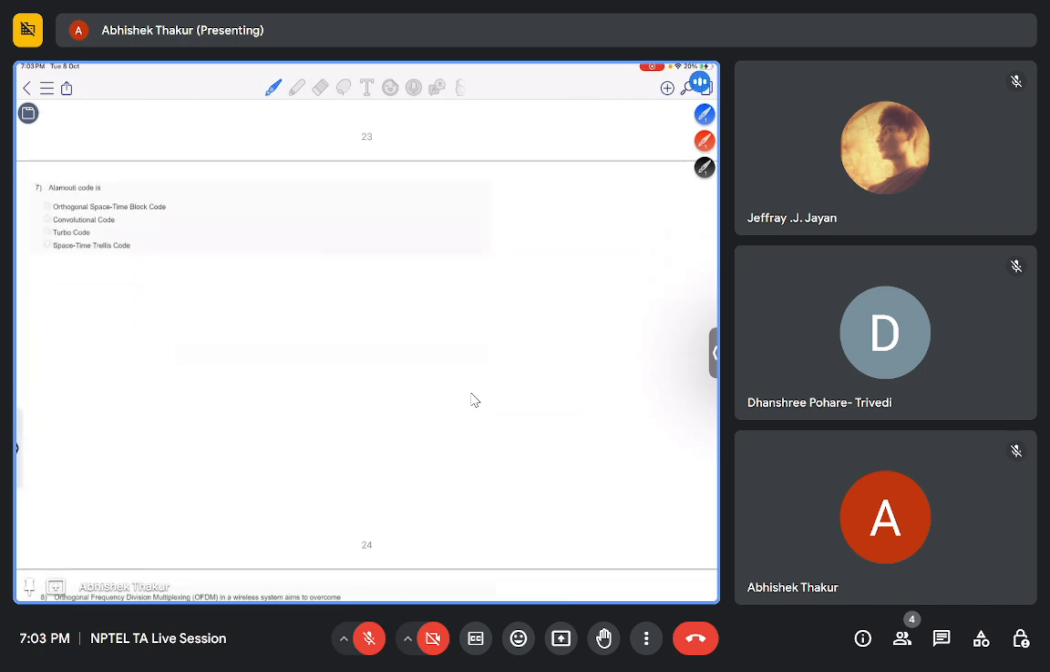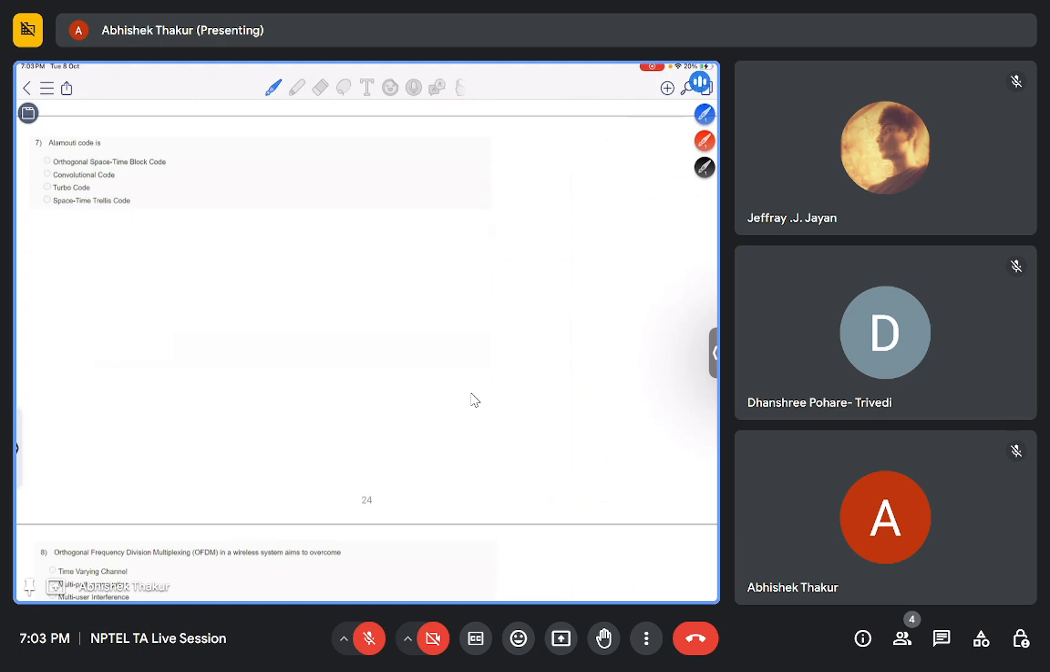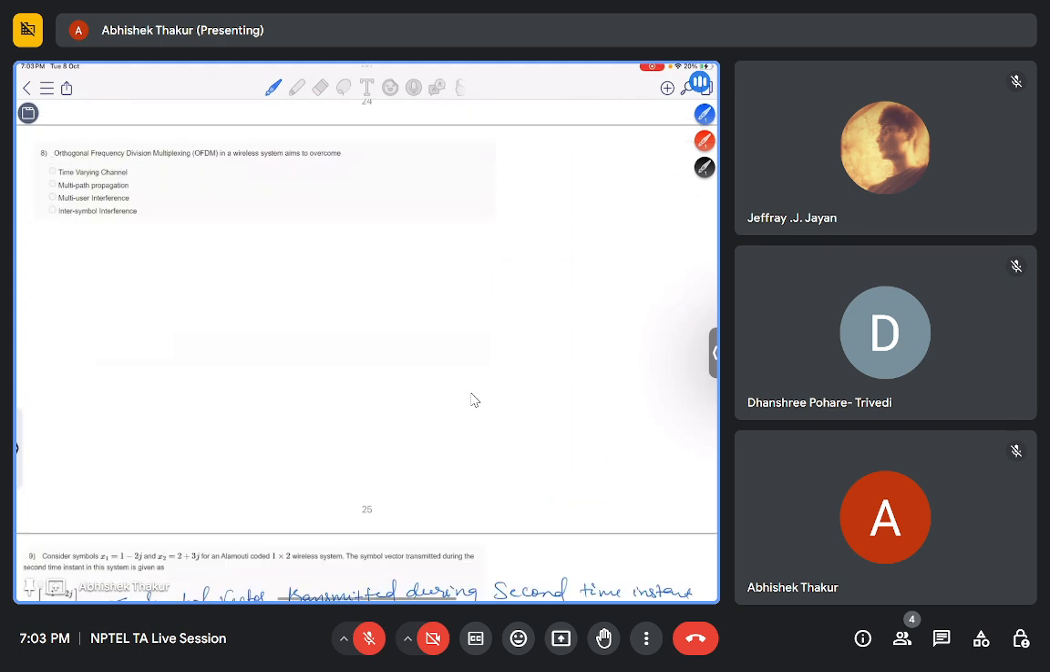Now coming to the two theory questions. The Alamouti code is an orthogonal space time block code, so option A is correct. Orthogonal frequency division multiplexing, OFDM, in a wireless system aims to overcome inter-symbol interference. So option D is the correct answer for this.